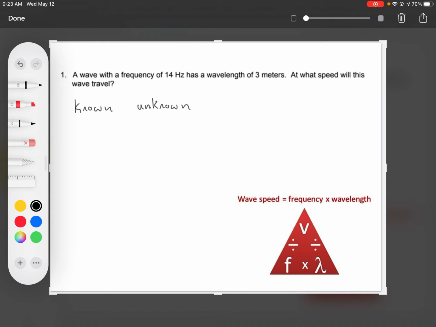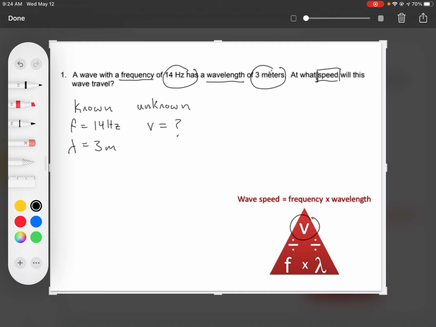All right, so then I'm going to go through here. I'm going to circle the number, and I'm going to underline the word that tells me what this number is. So I've got 14 hertz, that's frequency. I've got 3 meters, that's wavelength. And then at what speed, I'm going to put a box around speed because speed is what I'm looking for. So my knowns then are frequency is equal to 14 hertz, and wavelength is equal to 3 meters, and my unknown, speed. I usually put a question mark for my unknown.